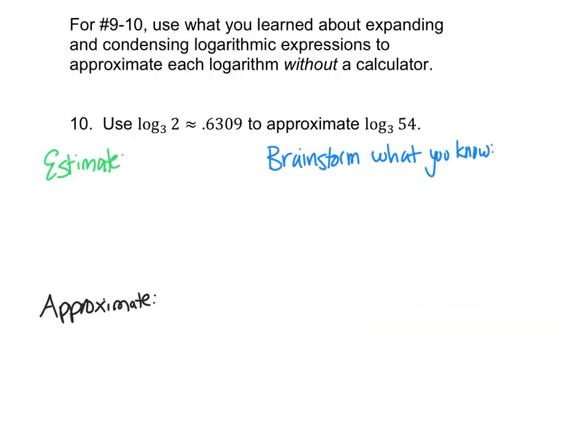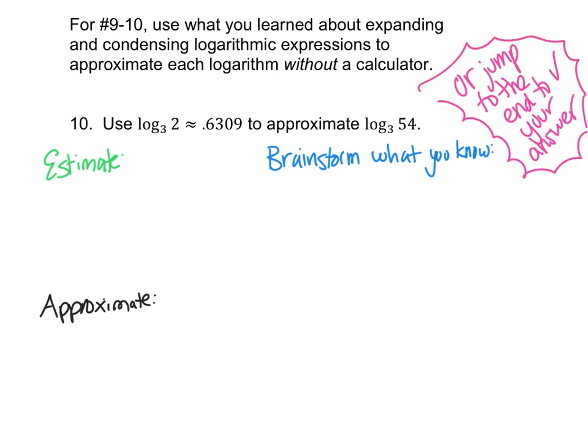I would suggest trying the next problem on your own before watching the video. I like to start the problem by estimating to figure out what integers my answer should be between, then brainstorming what I know in terms of other logs with the same base that I can figure out in my head, and then use my expansion and condensing rules to approximate. When you're ready, press play.